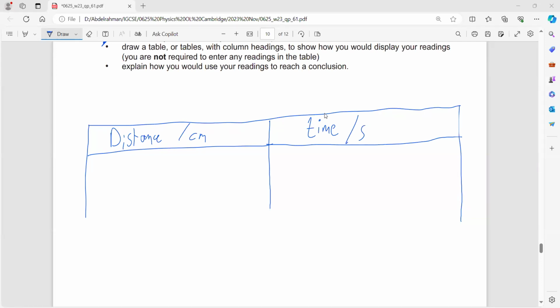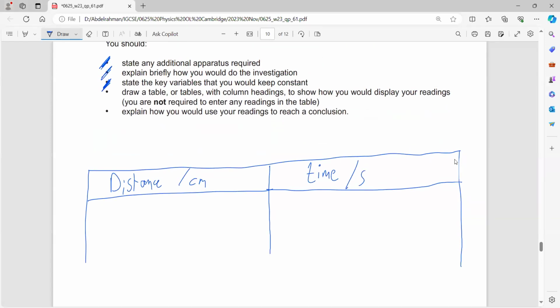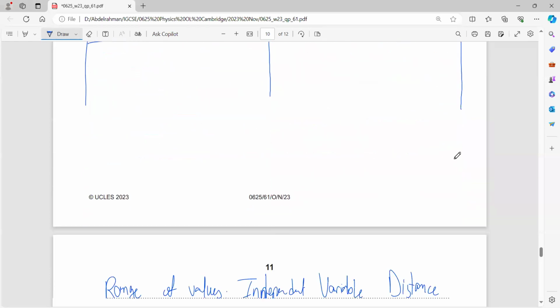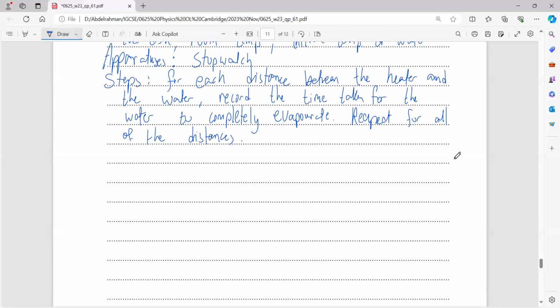Moving on to the conclusion. Again, we said the conclusion is quite systematic. Very, very systematic. What should I write down in the conclusion? For each distance, repeat the experiment and take the average.